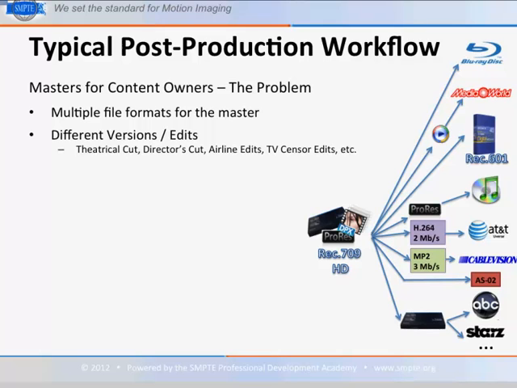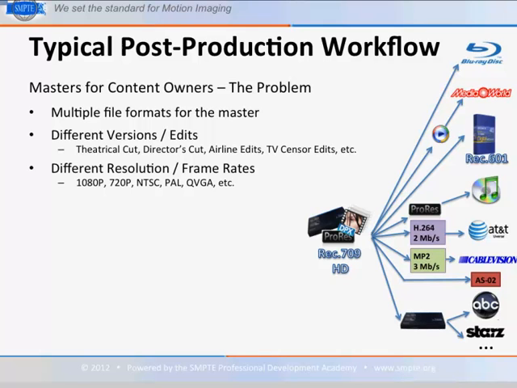But it doesn't just stop there. Besides the actual file formats, we also have different versions and edits that are needed for the actual content. So on the feature side, we'll create a theatrical cut. We could make a director's cut, airline edits, TV censor edits, those kinds of things. There are different types of versions that are created of the actual content.